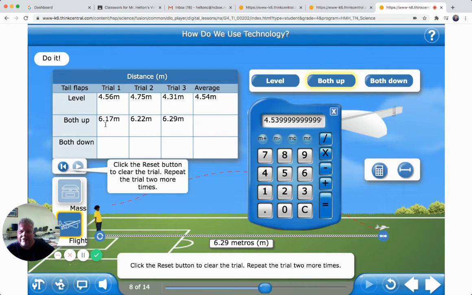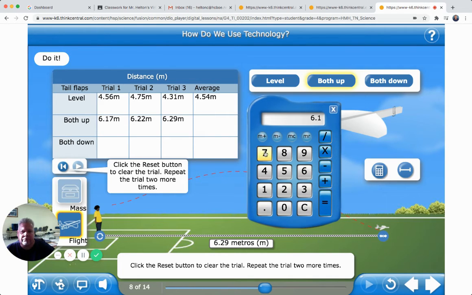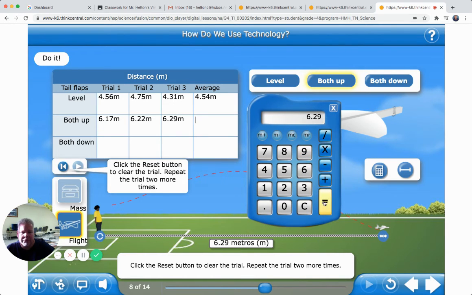Let's find our average for these 3. So we're going to hit the clear button. 6.17 plus 6.22 plus 6.29 equals, we're going to divide by these 3 numbers again, and that gives us an average of 6.2. We're going to round it up to 6.23 meters. All righty.